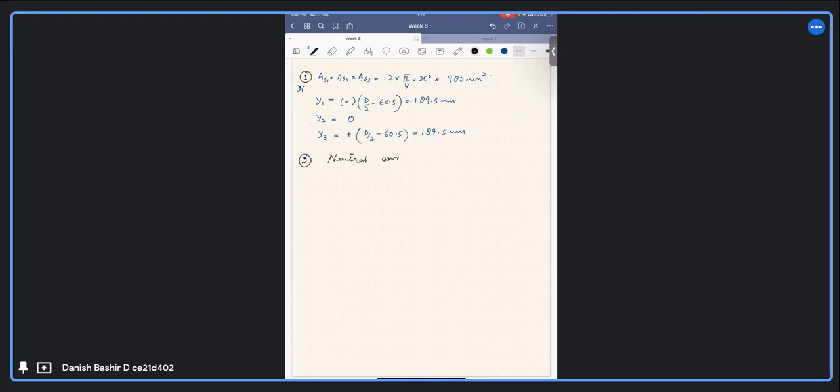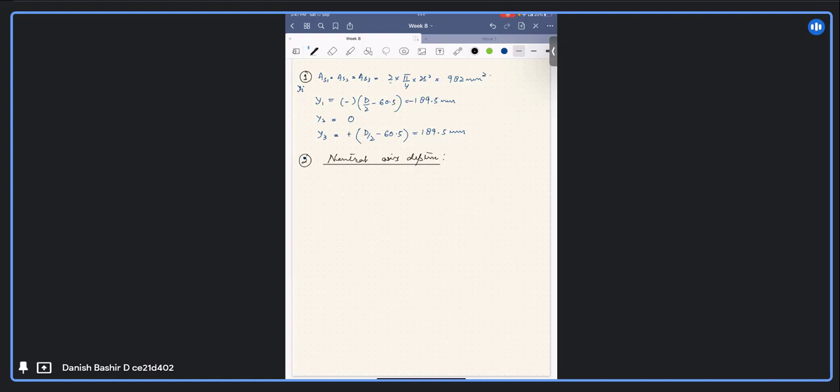Neutral axis depth. For the neutral axis depth, first we will see, since I already told you that this is a balanced section, so simultaneously a strain of 0.0035 will be achieved in the highly compressed concrete fiber, and yield strain will be achieved in the highly tensile reinforcement fiber.